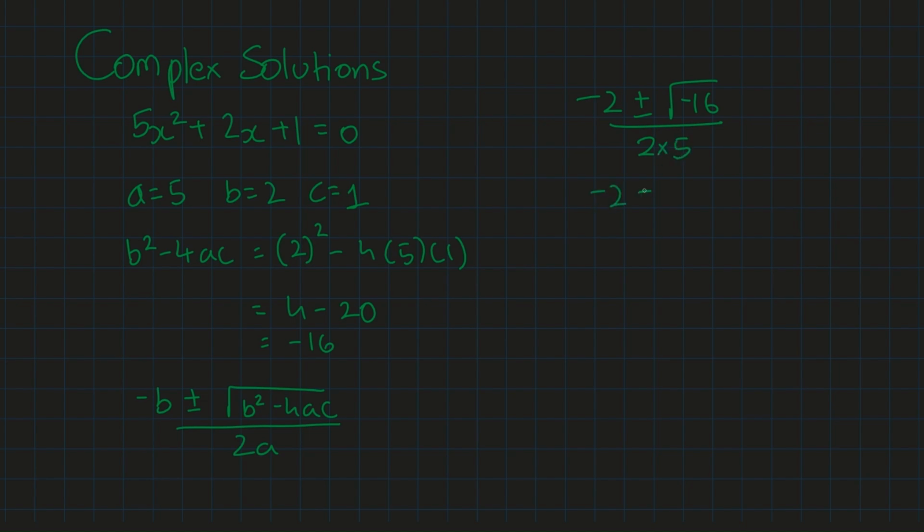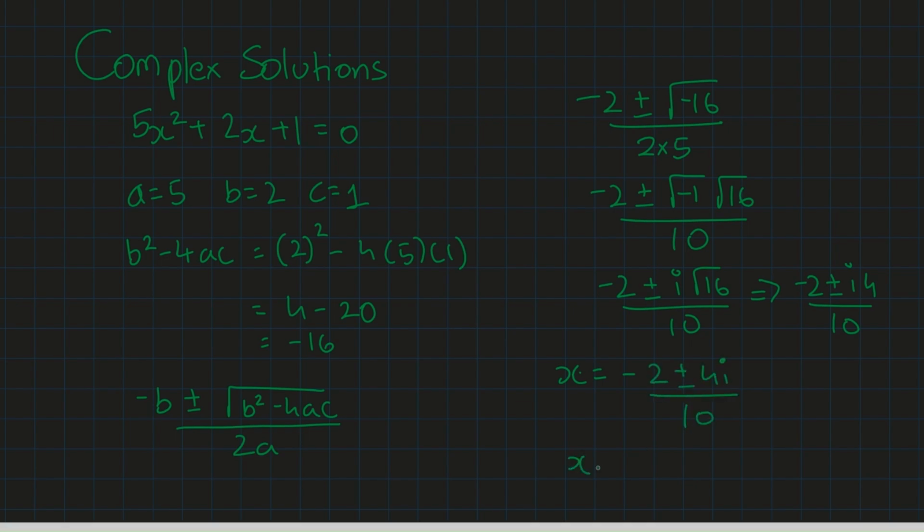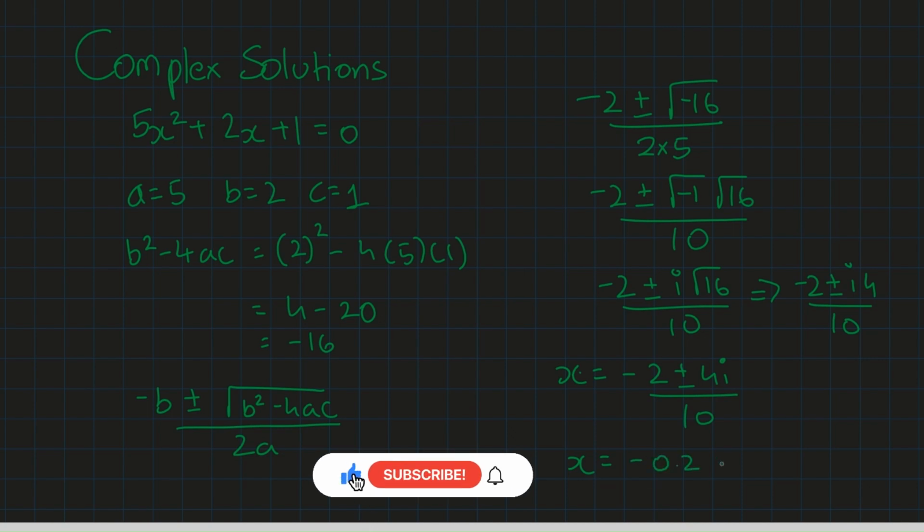Now under root minus 16 can be written as under root minus 1 and under root 16. Under root minus 1 can be represented by iota, which represents the imaginary term. As we know, i square is equal to minus 1. So we can write it as minus 2 plus minus 4i upon 10. 4 is nothing but the square root of 16. Now we can write it as minus 0.2 plus minus 0.4i.